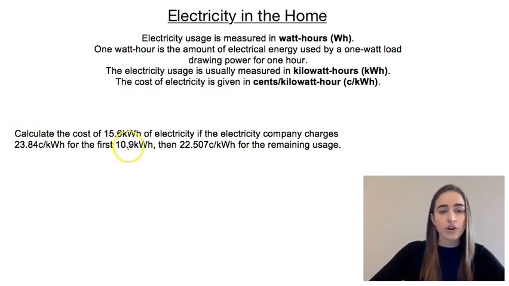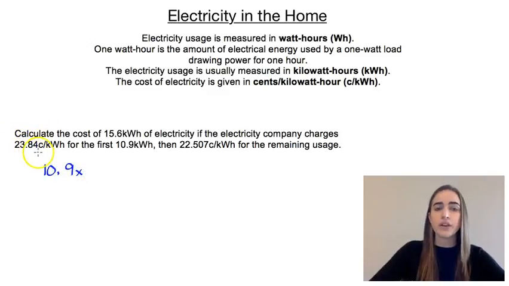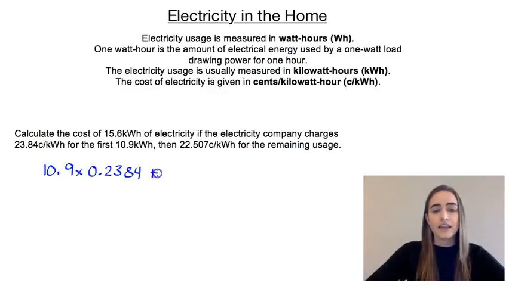So to do that, we've got our first 10.9 kilowatt hours is charged at 23.84 cents per kilowatt hour. Now, because we want our final answer to be in dollars, let's convert that to dollars now. So we'd have 0.2384. So that's our first 10.9. Then we're going to add on whatever's left over.